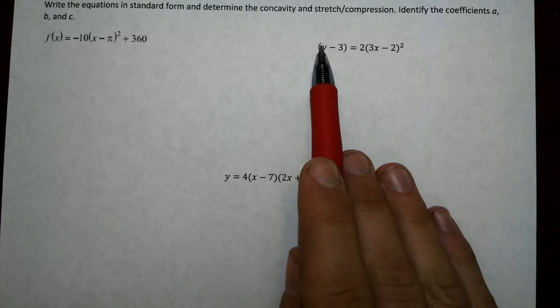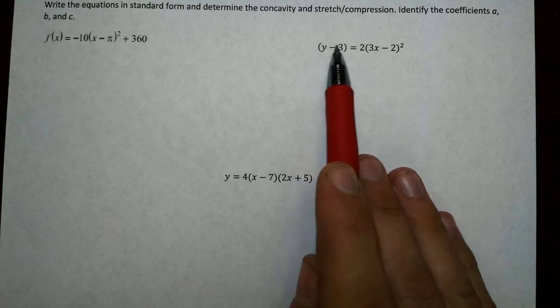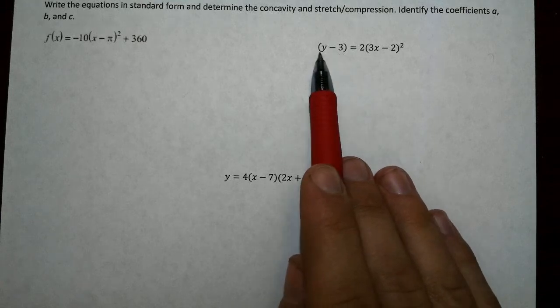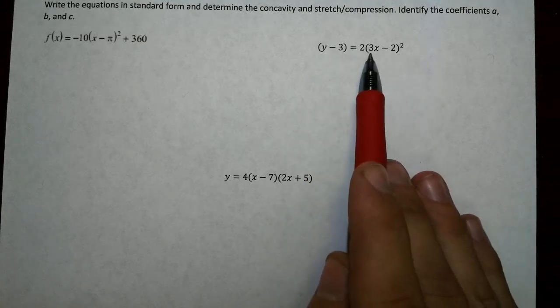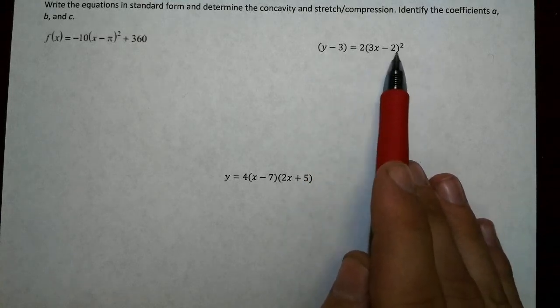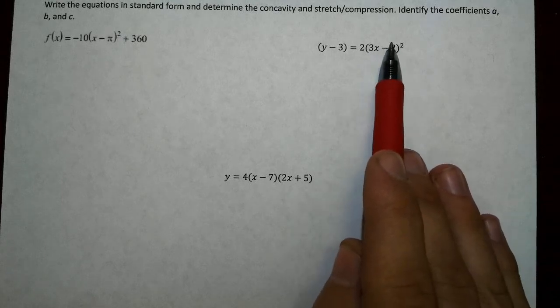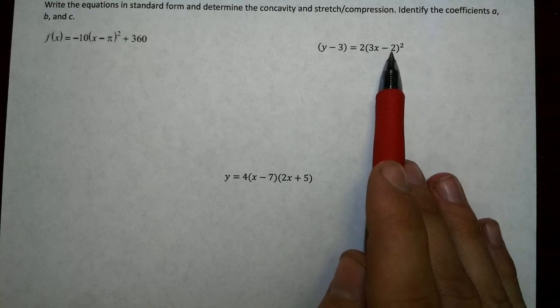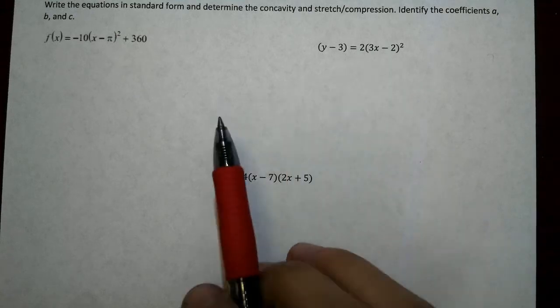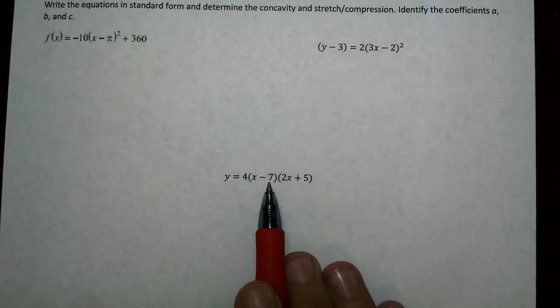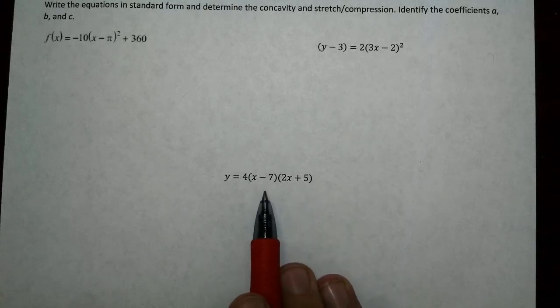Y minus 3. Y is a variable, that's our y term. Minus 3 is a non-variable term. Those are two different terms. That is a binomial. 3x minus 2. The 3x is an x term. The minus 2 is just a number, a non-variable term. Two terms, binomial. Two binomials multiplied together, written a little more explicitly there.